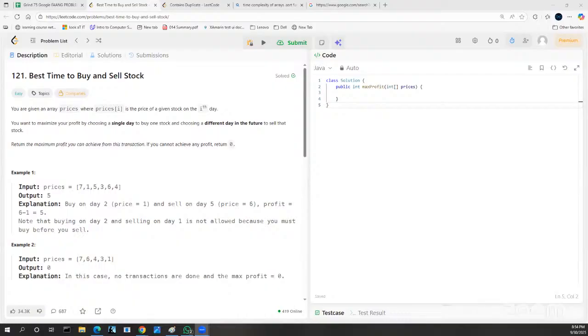Simulation means you are mimicking the situation in a programming language. You have to tell the program, hey program, buy at low and sell at high, and show me what the result or output would be. So think like that. Don't think about how we forecasted or predicted the price.